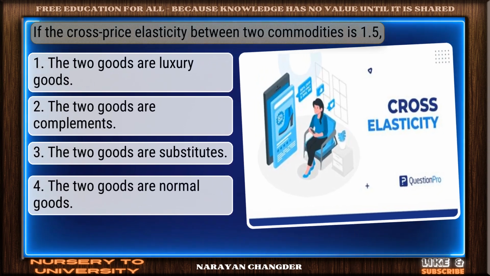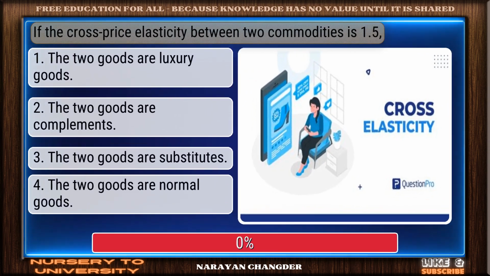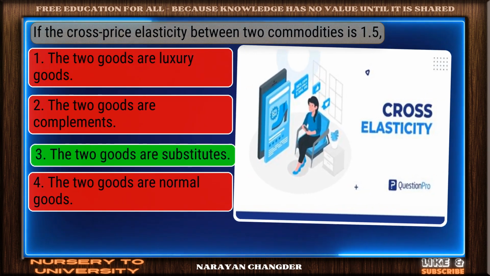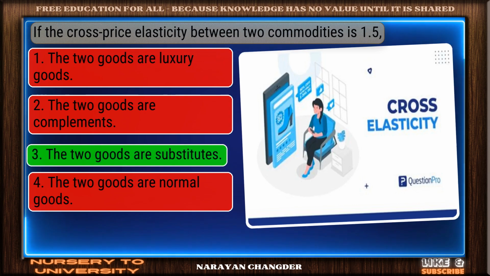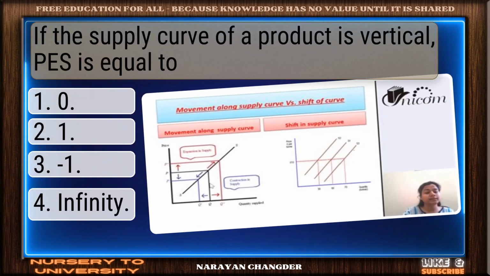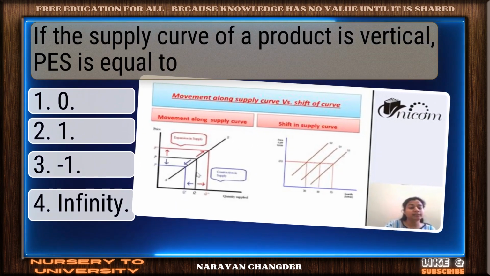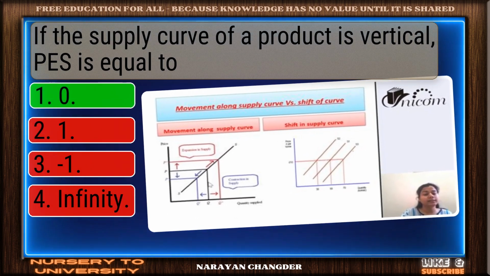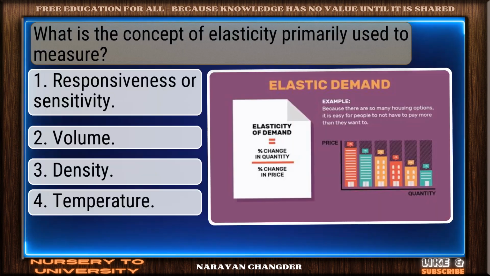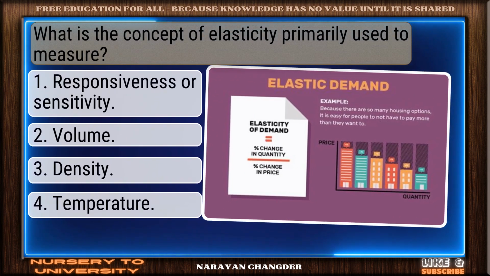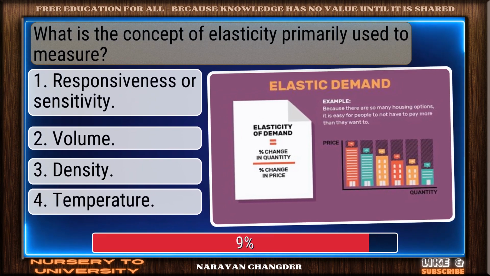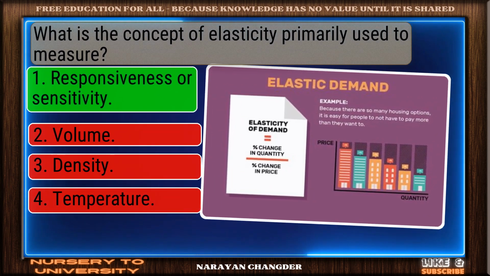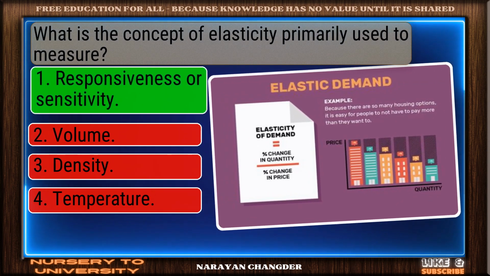If the cross-price elasticity between two commodities is 1.5, well reasoned. The two goods are substitutes is the correct choice. If the supply curve of a product is vertical, PES is equal to. Sharp thinking. Zero is the right choice. What is the concept of elasticity primarily used to measure? Nice selection. Responsiveness or sensitivity is the correct and valid answer.